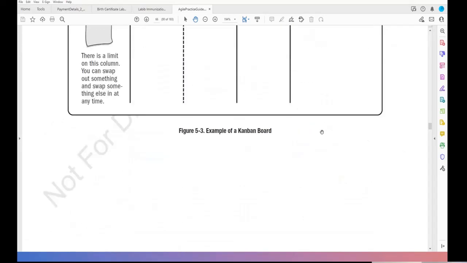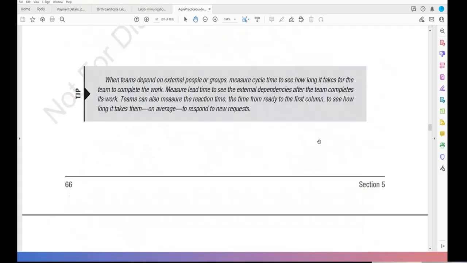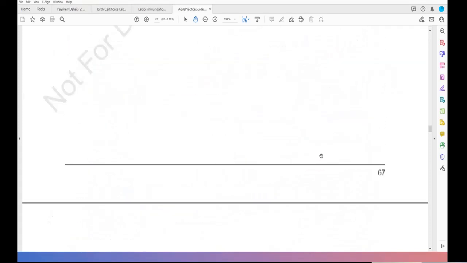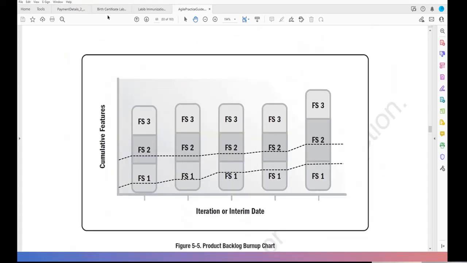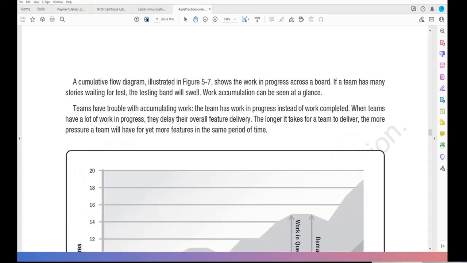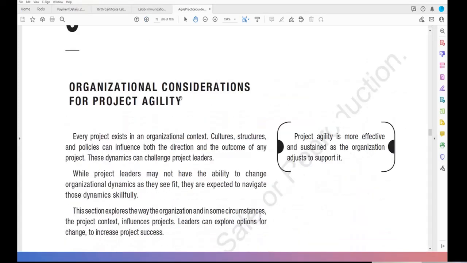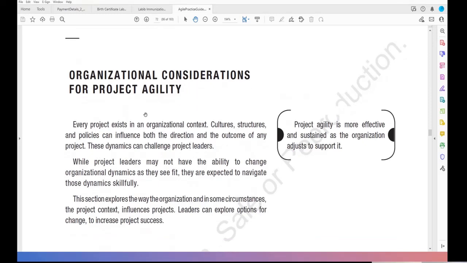Kanban board, we already did for chapter 5. We'll go to chapter 6 next time: organizational considerations for project agility. We already covered most of the agile types. Let me stop there.